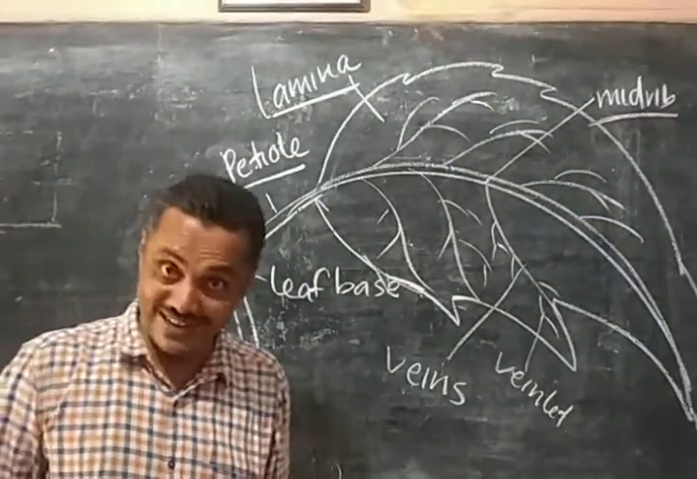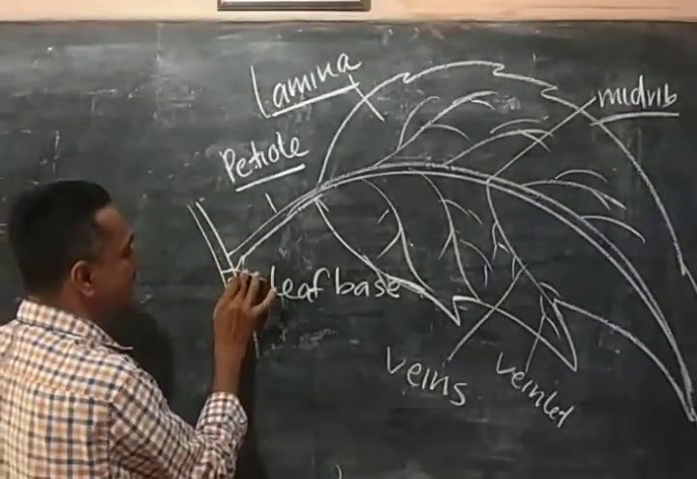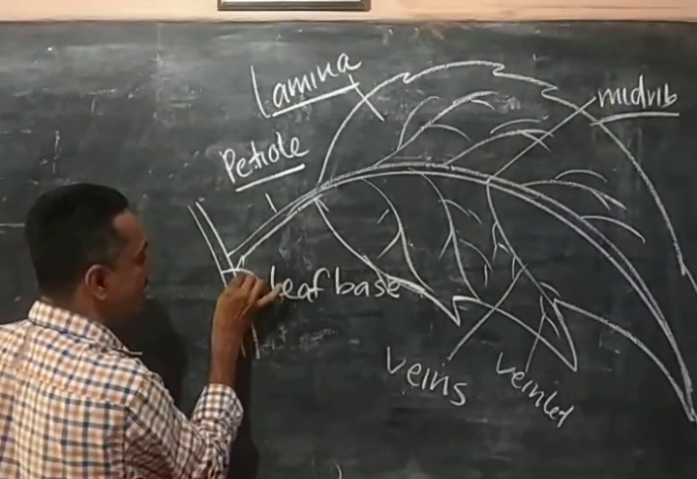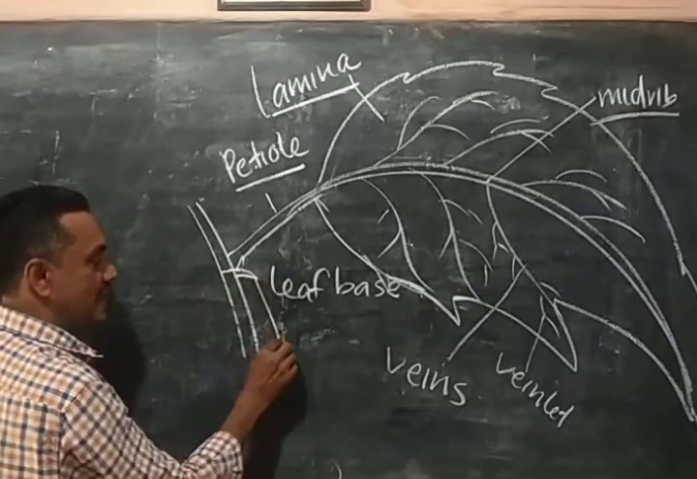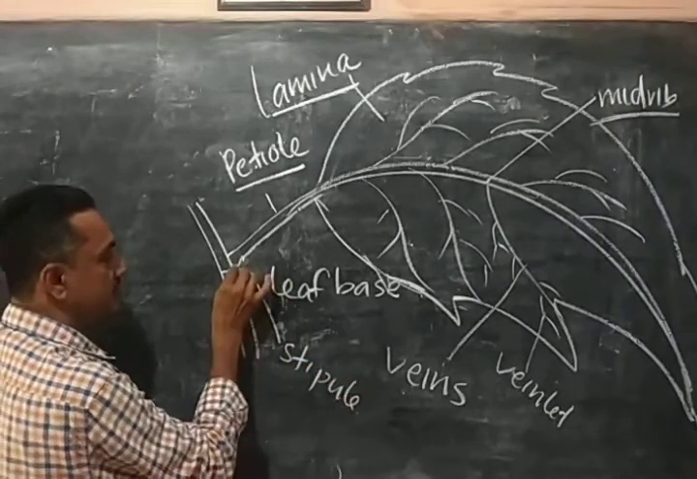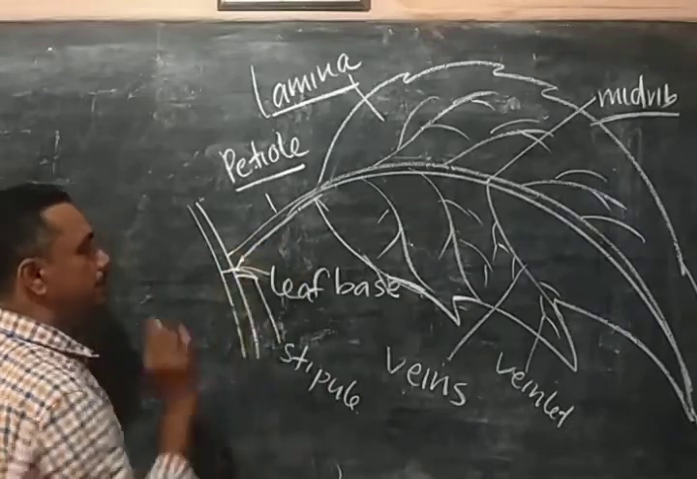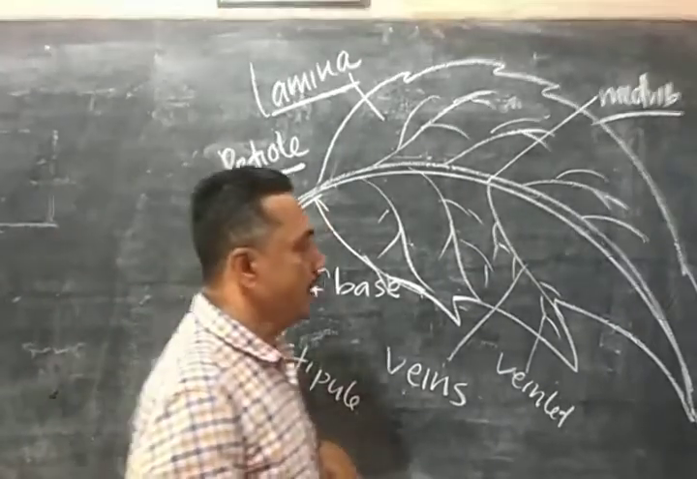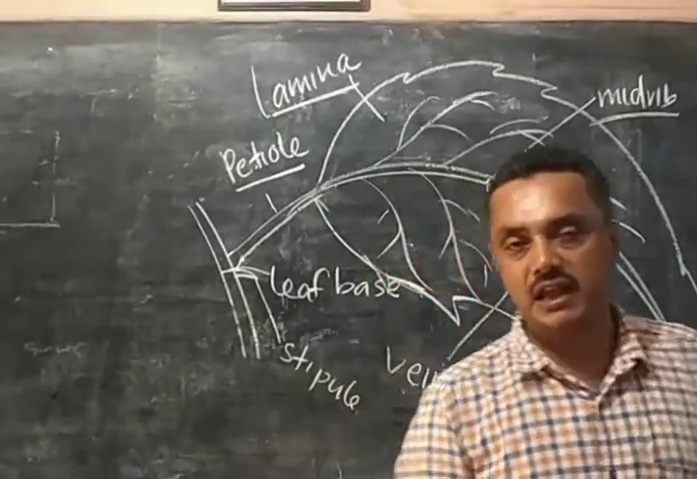And near the leaf base, there is a small scale-like structure. This small scale-like structure is called a stipule. These are the portions of a typical leaf.